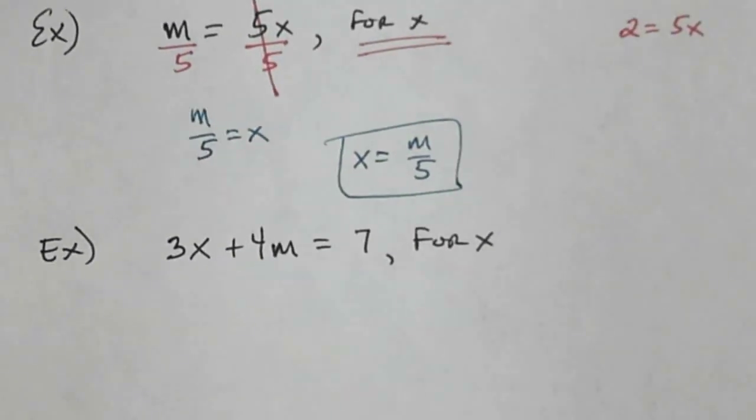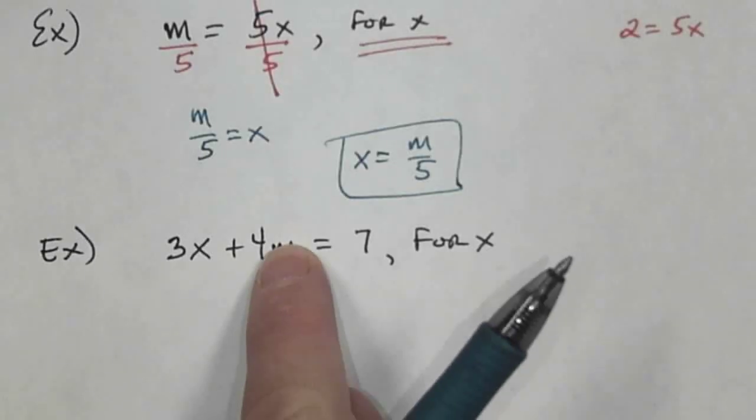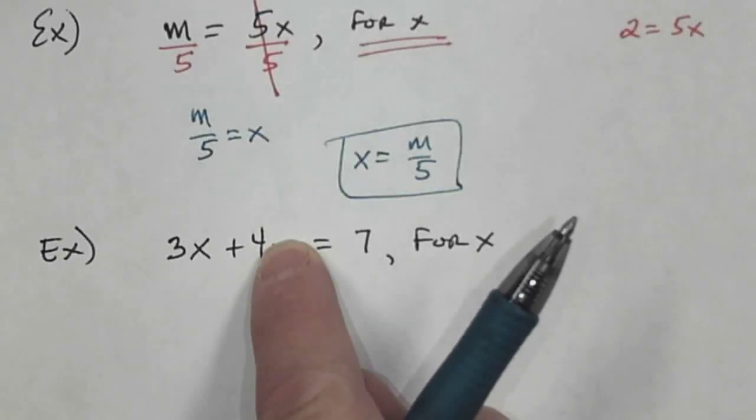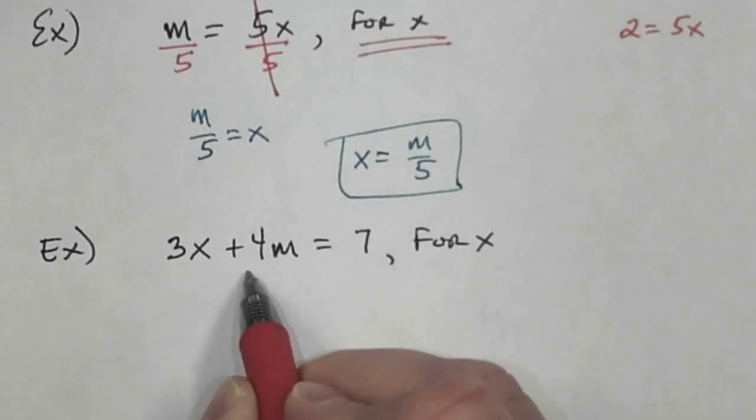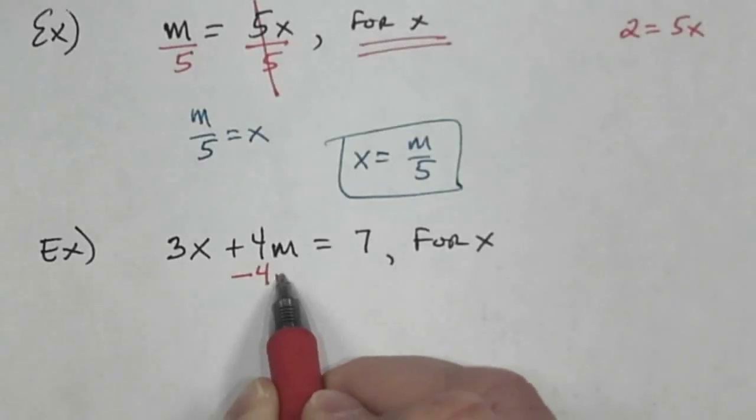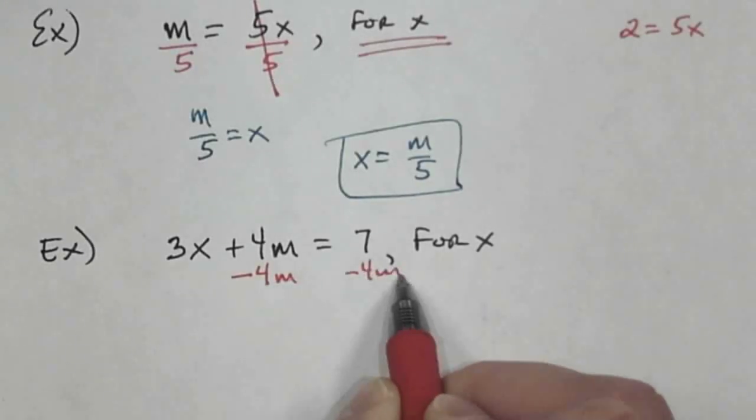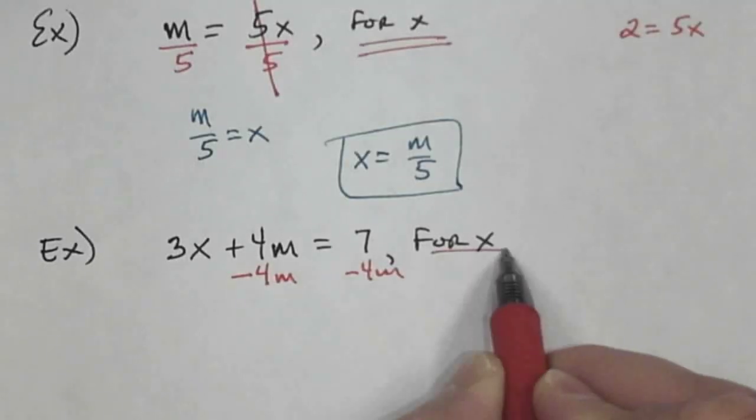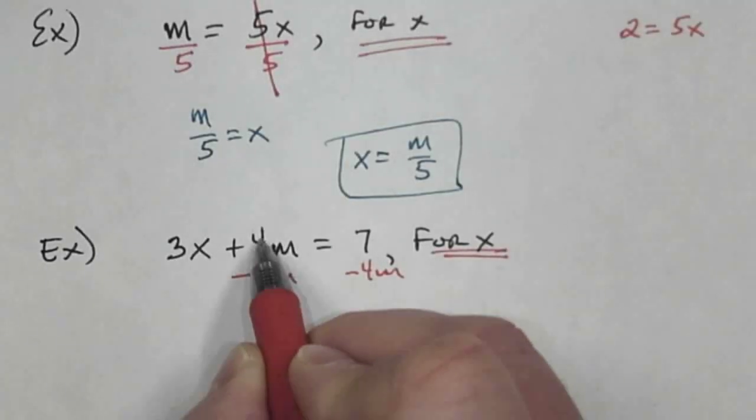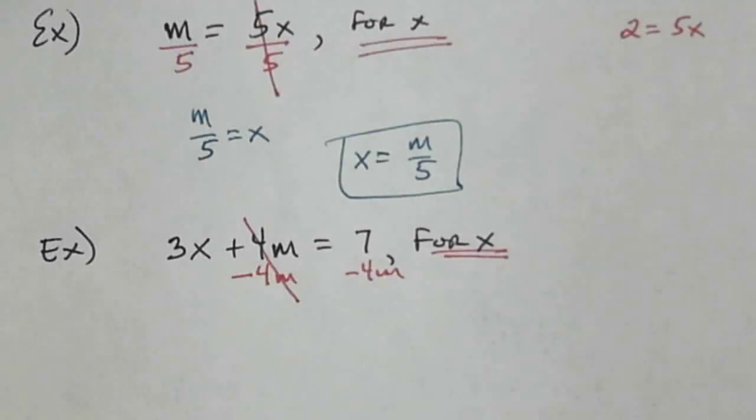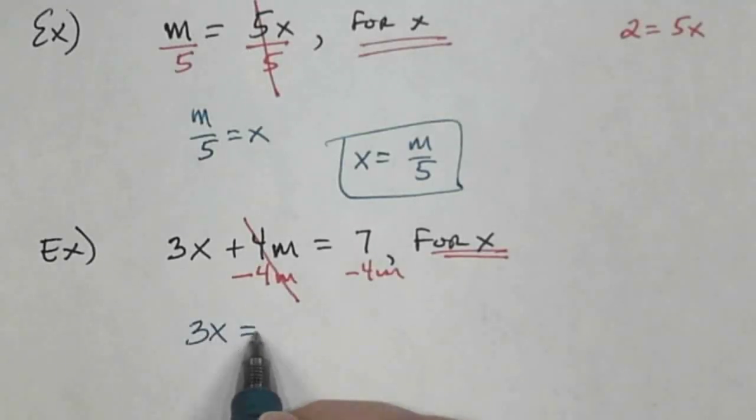Take a look at the second one. Again, if I cover up the m, what would I do first? I would subtract 4. Here, I would subtract 4m. I'm trying to solve for the x, it says right here. This will be 0, and I will get 3x equals 7 minus 4m.